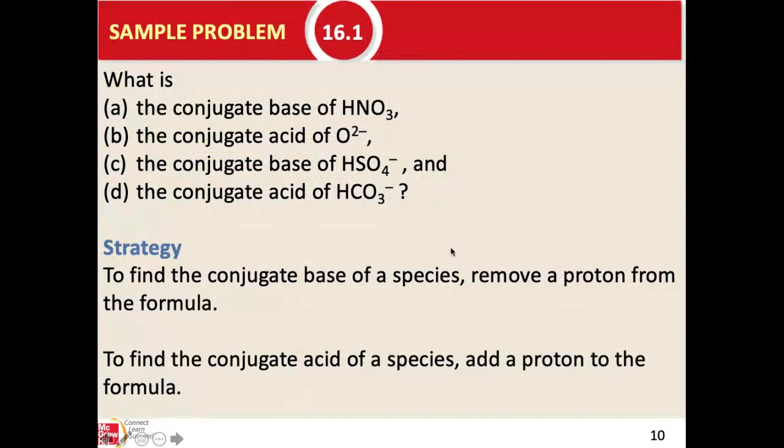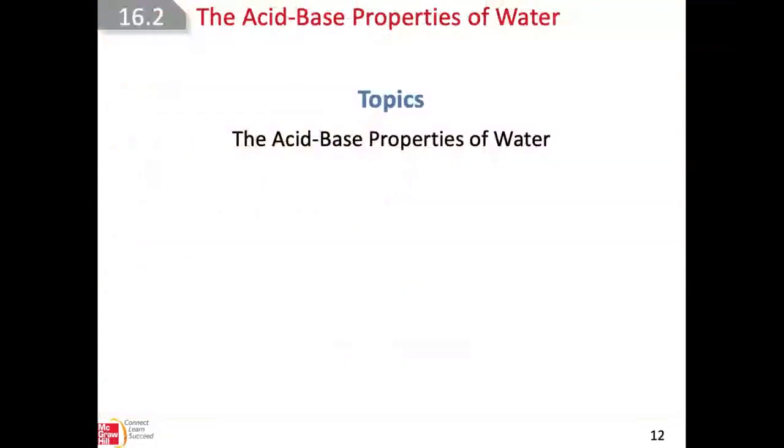So make sure you solve the problems. You find their conjugate bases of HNO3. And of course, this is an acid. It loses H plus, and whatever is left, NO3 minus, will be a conjugate base of that. So this is an explanation given to you. They said to find a conjugate base of a species, just remove a proton from the formula. But if you want to find a conjugate acid, you add a proton to the formula. So practice with that, so to master it.